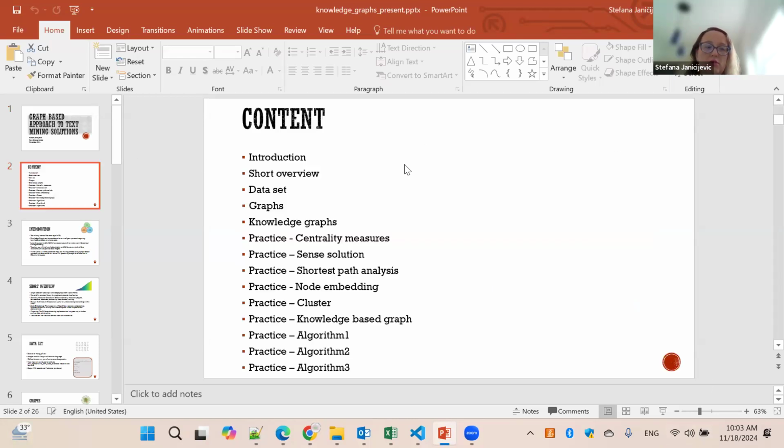Let me introduce the content. Introduction, short overview, dataset, graphs, knowledge graphs, some theoretical part that we will go through now, and practices, or let's say the Visual Studio practical part.